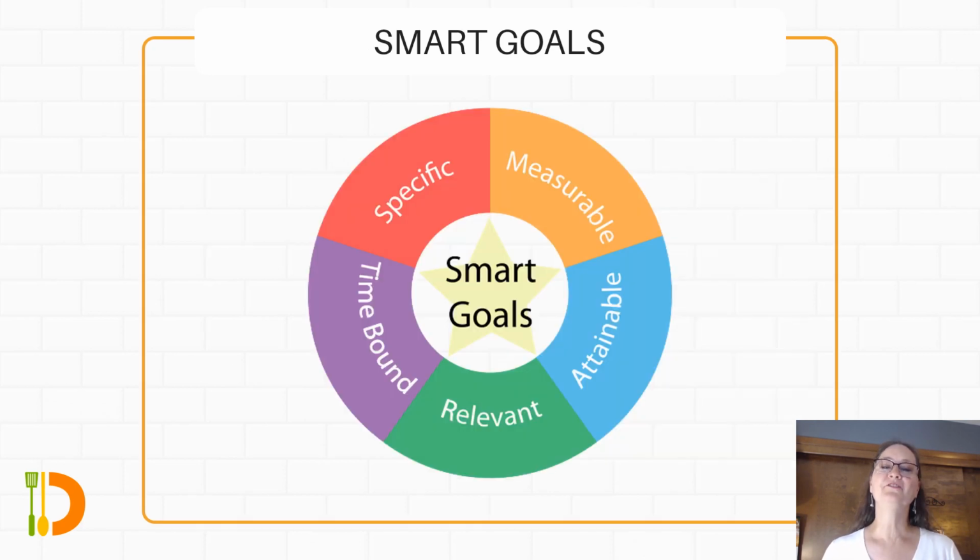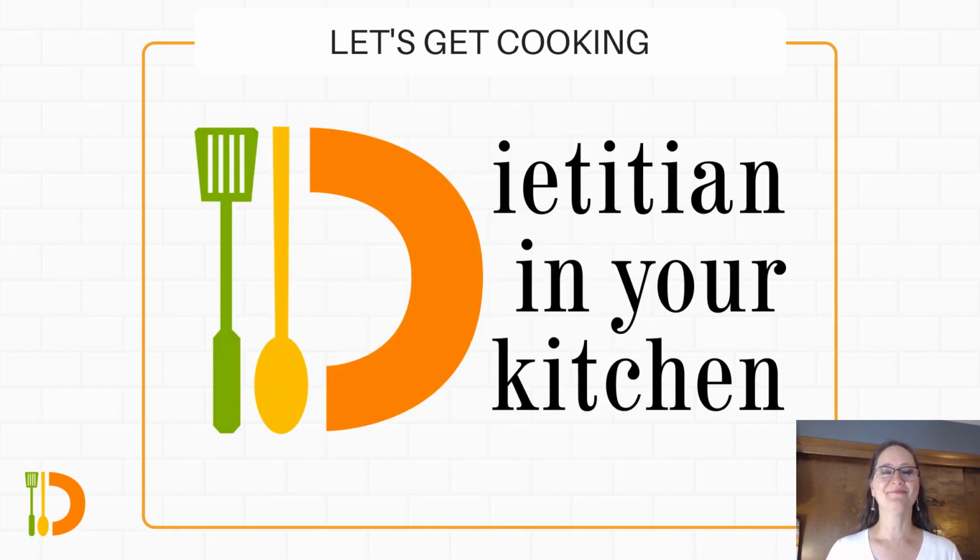Once you've completed your knowledge check and reviewed all of the resources, it's time to set some SMART goals. SMART goals are specific, measurable, attainable, relevant, and time-bound. An example of a SMART goal for this lesson might be, by the end of this month, I'm going to experiment with whole wheat flour in my favorite baking recipe. All right, let's get cooking.